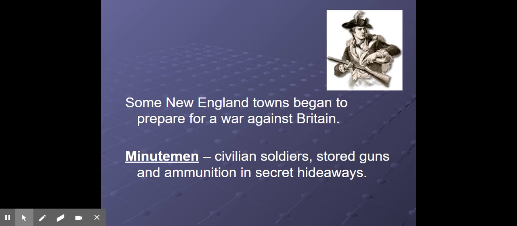They start drilling, marching, learning how to fire weapons and fight with swords and things like that. And they begin storing guns and ammunition in secret places, just in case war erupts. So these Minutemen begin to prepare for battle, even though we're not there yet.